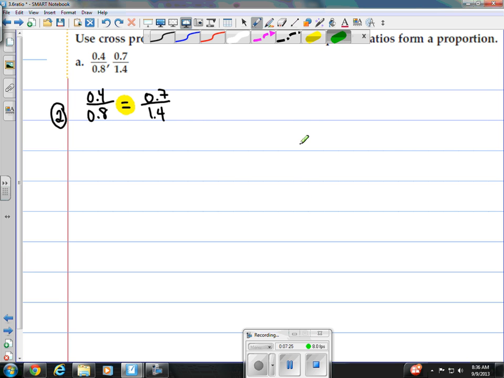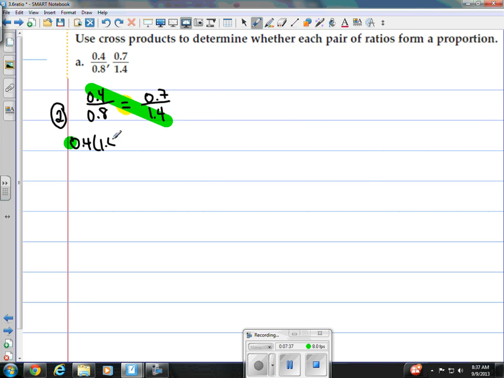Alright, and now we just cross multiply. So 0.4 times 1.4. Drop down our equal sign, and we do the next one. 0.8 times 0.7.